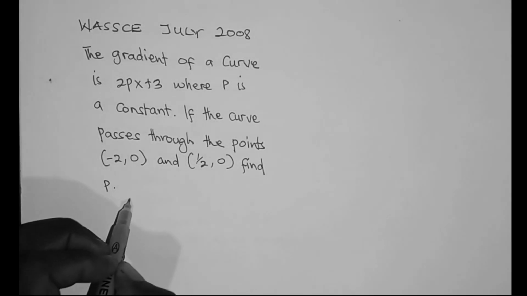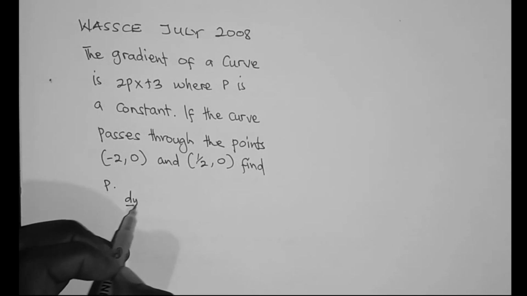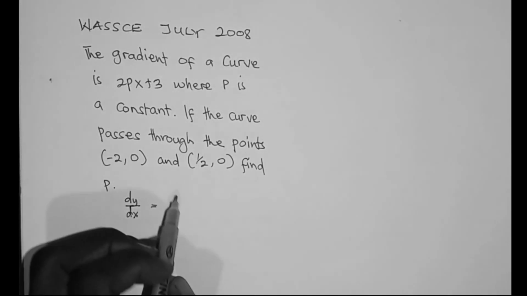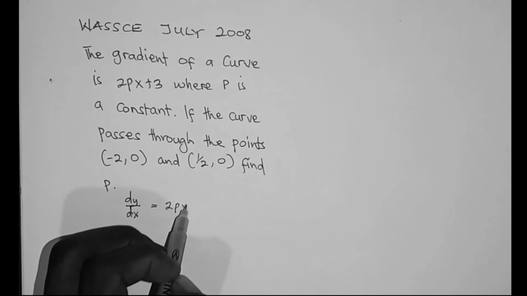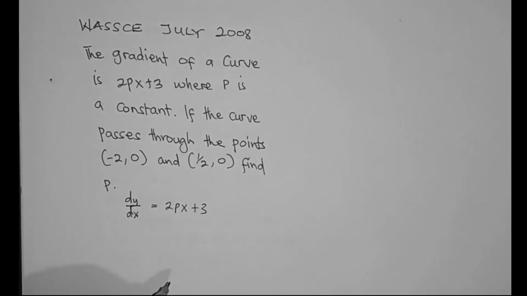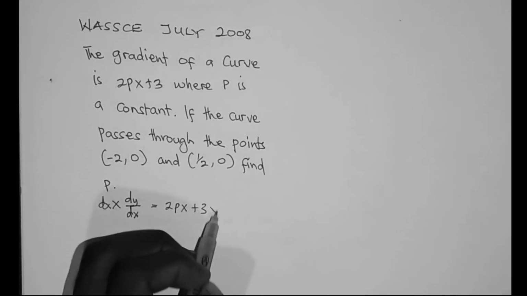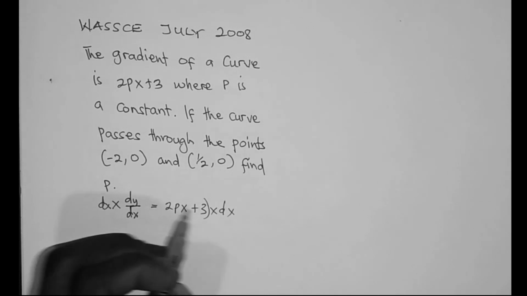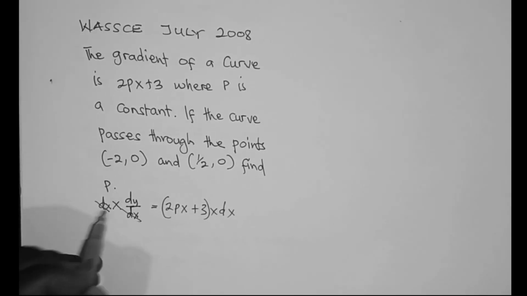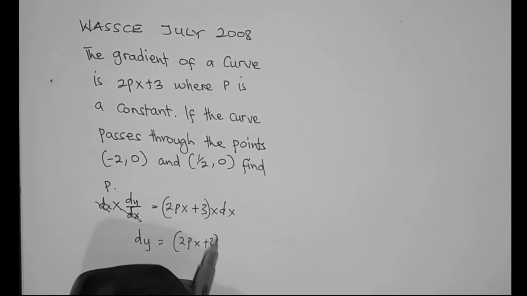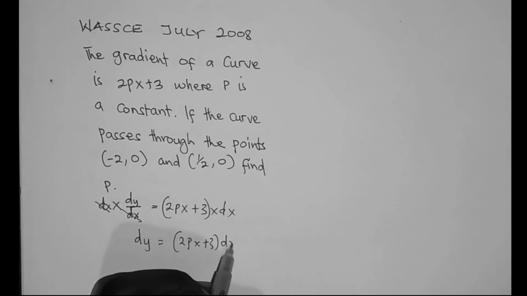So the gradient is dy/dx, and that is equal to 2px plus 3. However, we are told that p is a constant. So let's multiply both sides by dx. So this dx and dx cancel. So dy is equal to (2px plus 3) dx.